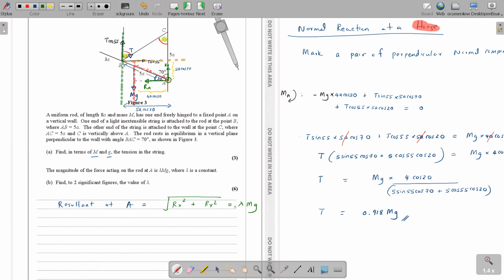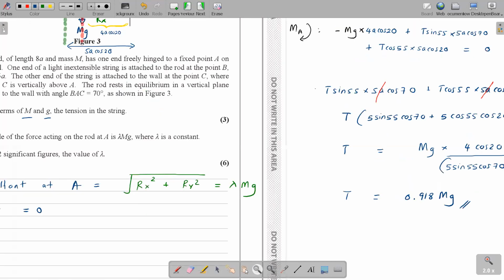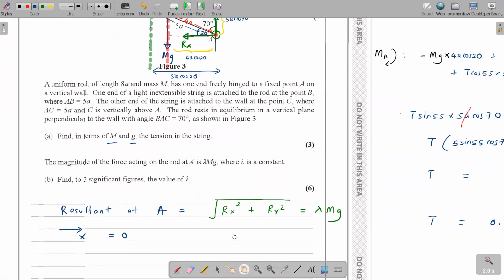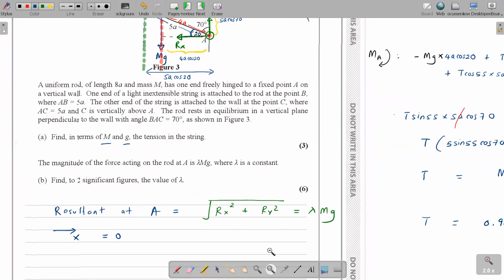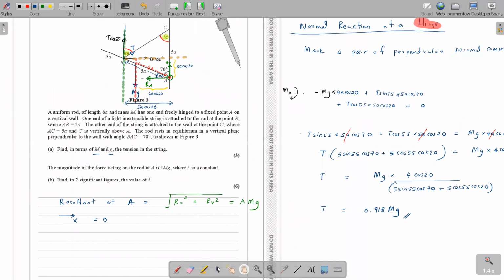So all you have to do here, children, is get Rx and Ry. For Rx, you can do vertical equilibrium. So let's do horizontal equilibrium. What comes for Rx?